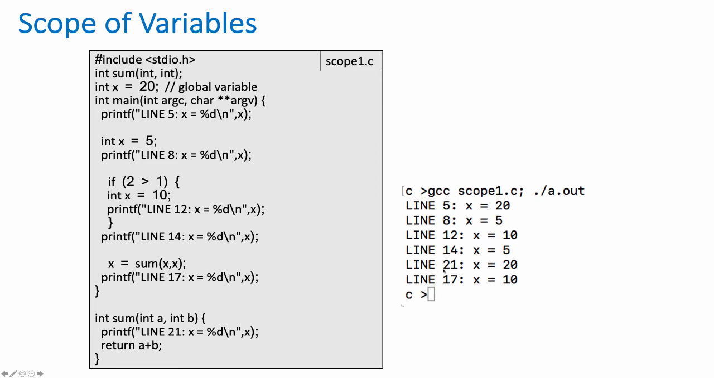So next pops up line 21. Line 21 is coming because I've invoked sum. Here we have sum. The x is not inside, it's not a variable argument, it's not defined in here. So what x is going to print out is this global variable, that 20. And then finally, line 17, I've just changed x here. I've made it now x plus x, which is 10. So now x is 10.